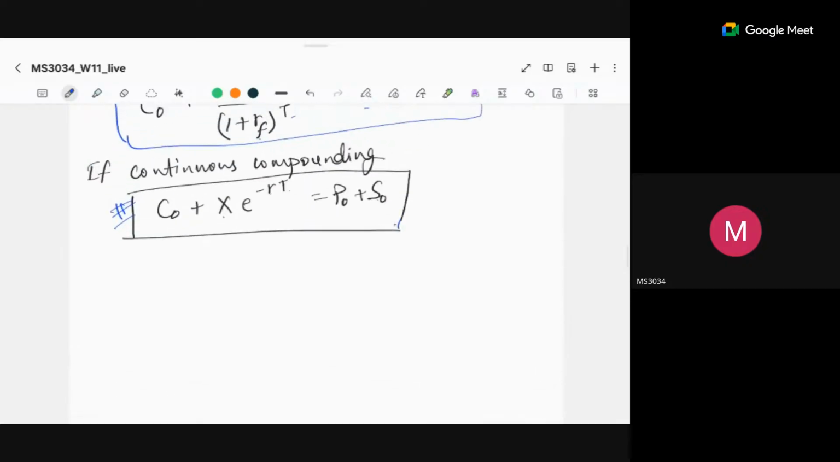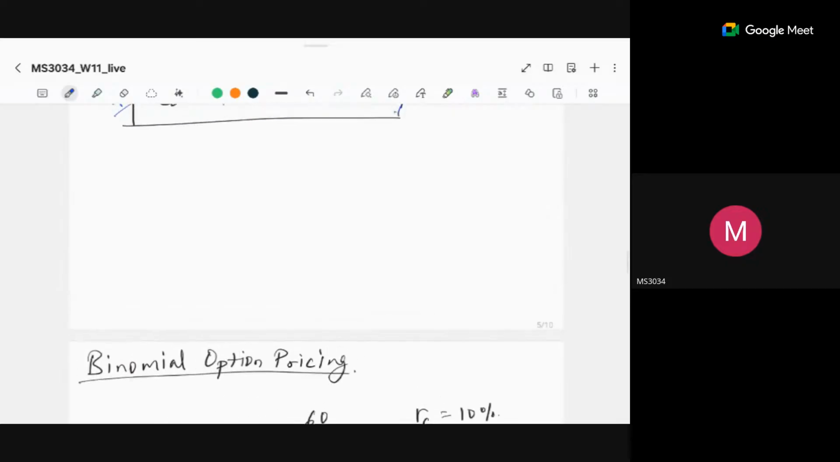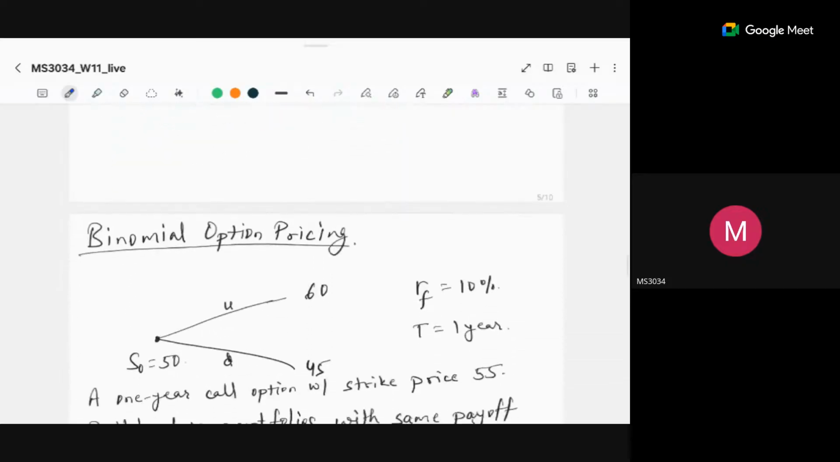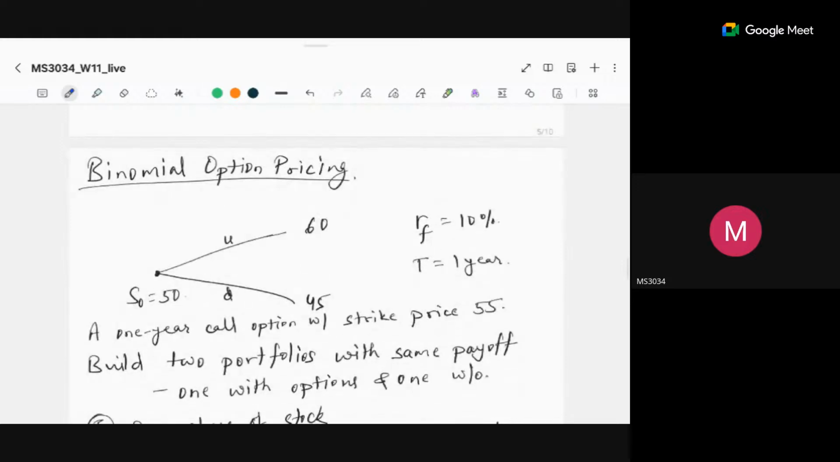So this was the put call parity. And the next topic which was discussed was the pricing of options, where we discussed one option pricing method thoroughly, which we call the binomial pricing model.